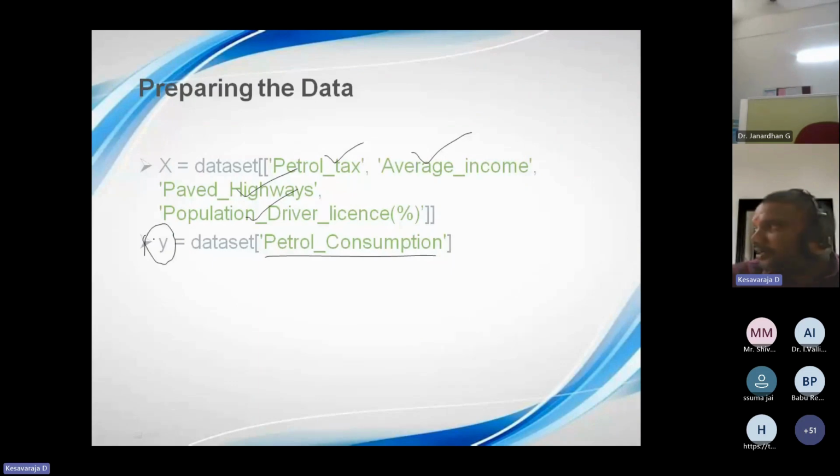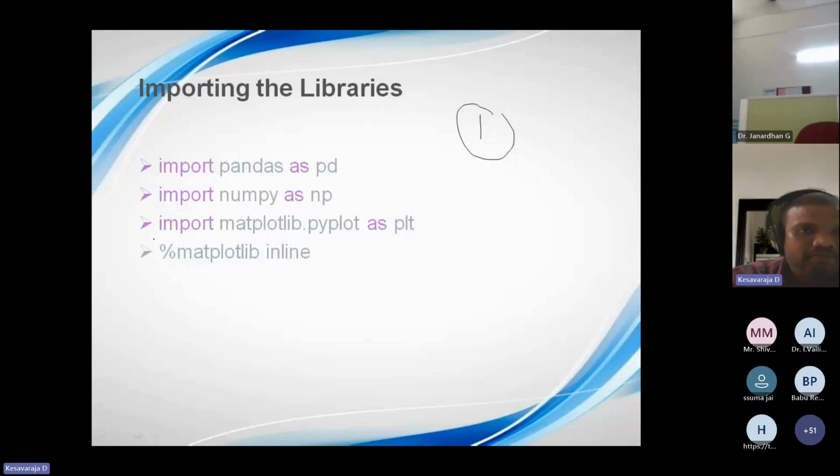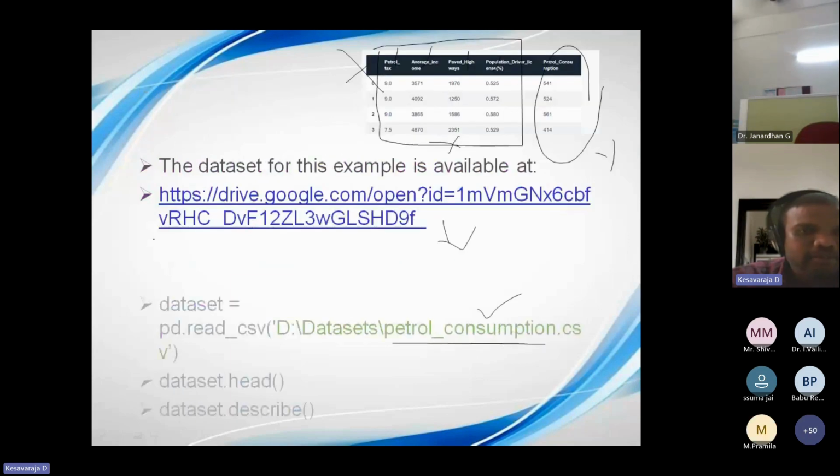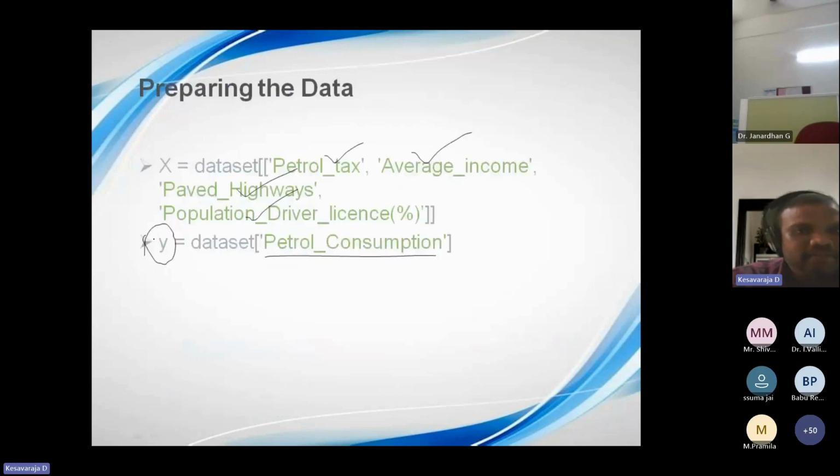So step number 1 for import packages, step number 2 for read data from data set, step number 3 for splitting X and Y. All the other columns are mapped into X, and only the last column is mapped into Y.